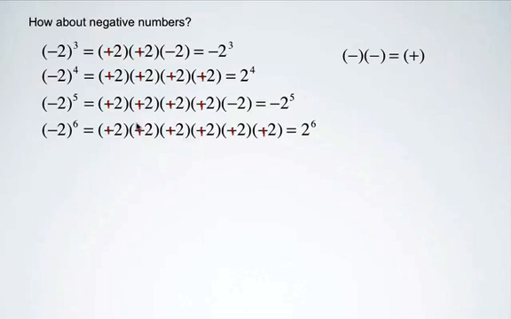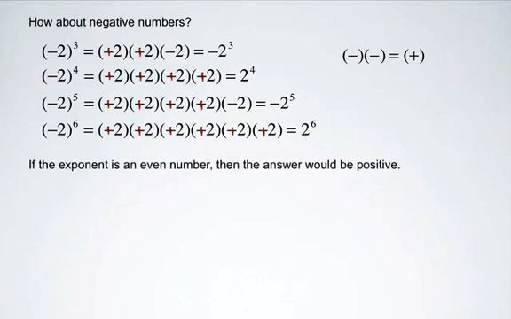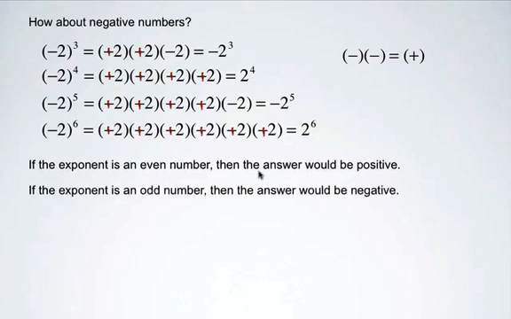So we can see pairs. These two make a positive number. These two make a positive number. These two make a positive number. So we have 3 positive numbers, which results in a positive answer. So, if the exponent is an even number, then the answer would be positive. So for negative numbers, when the exponent is an even number, then the answer should be positive. If the exponent is an odd number, for a negative base, then the answer would be negative.